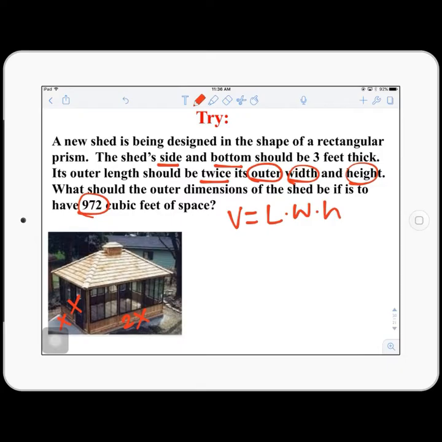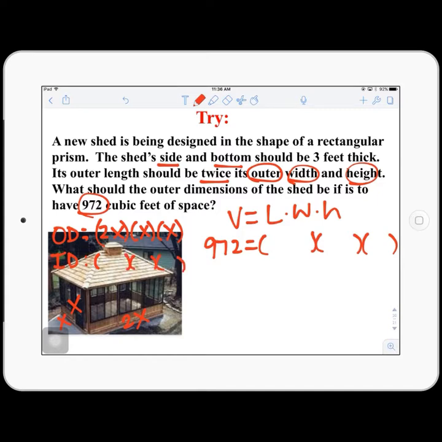So therefore, we need to limit our volume and set it equal to only the inner dimension. So right now we have the outer dimension is 2x by x by x. That would be the length, width, and height. But we need to know the inner dimension. So we need to set up the dimensions for that.